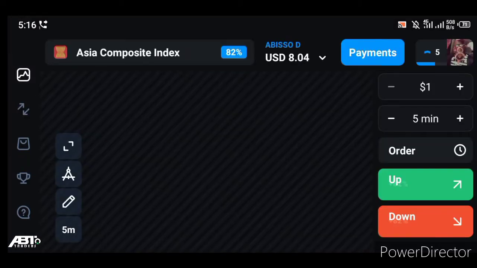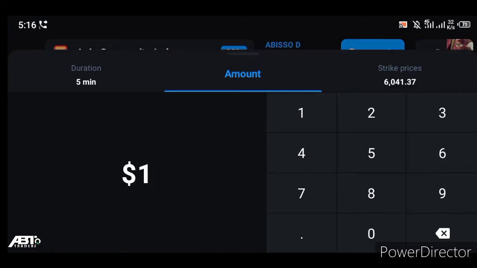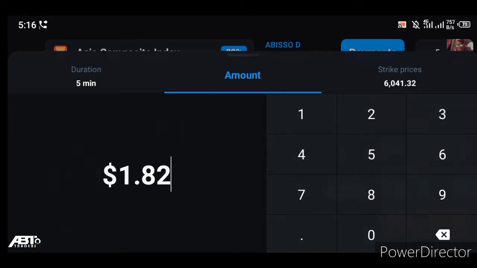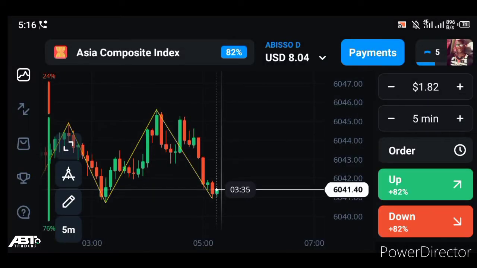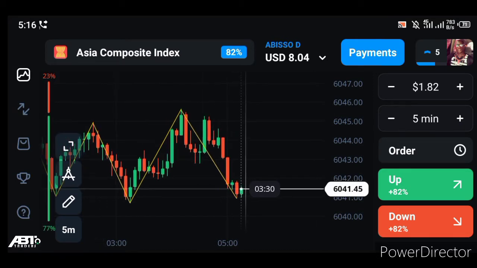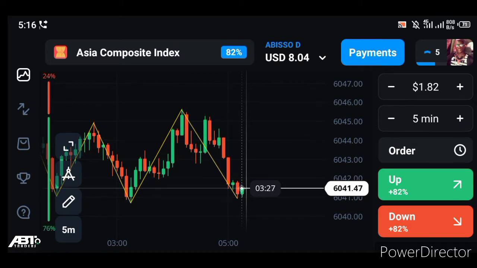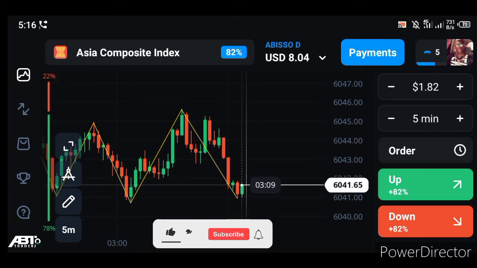So in the second trade, we are going to trade with the whole amount, which is $1.82. Remember, we are trying to grow $1 to $20. That's 100 shillings to 2000 Kenyan shillings. So here I can see the price is coming down from the support level, and I think it's heading to the resistance level.